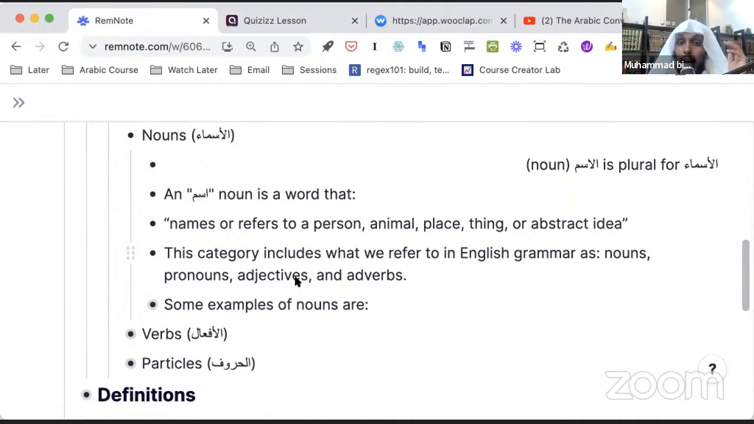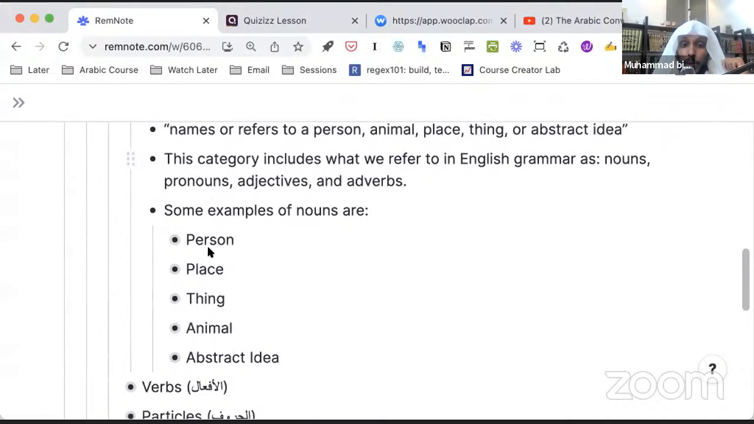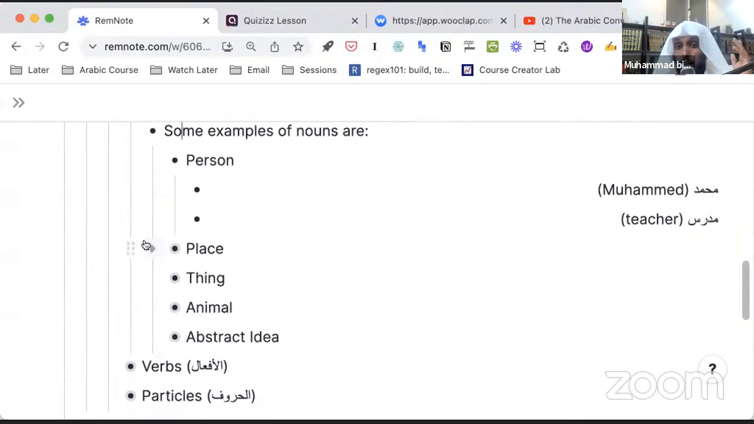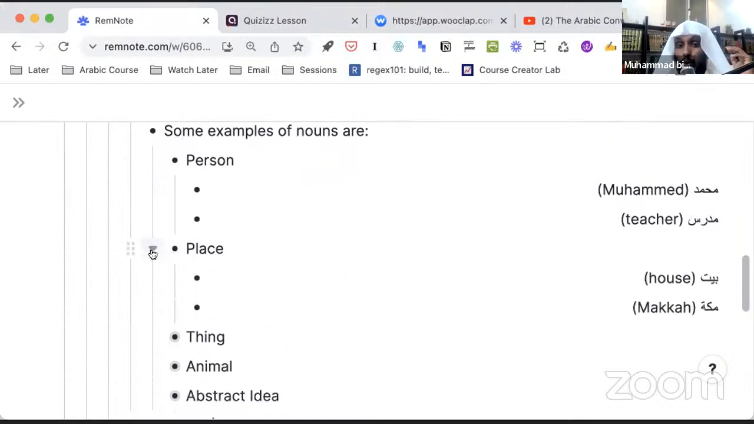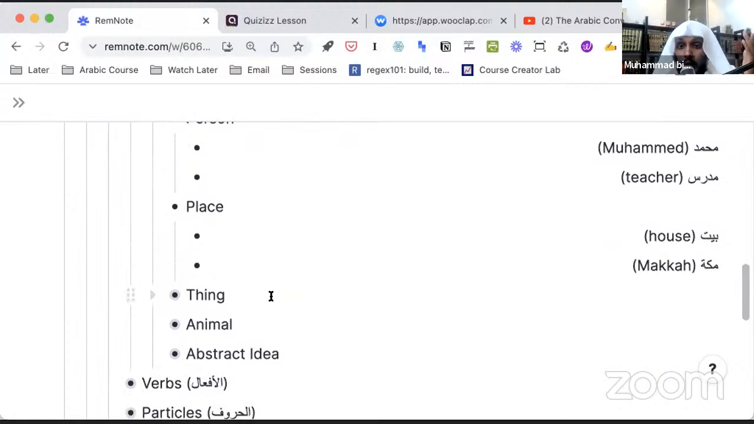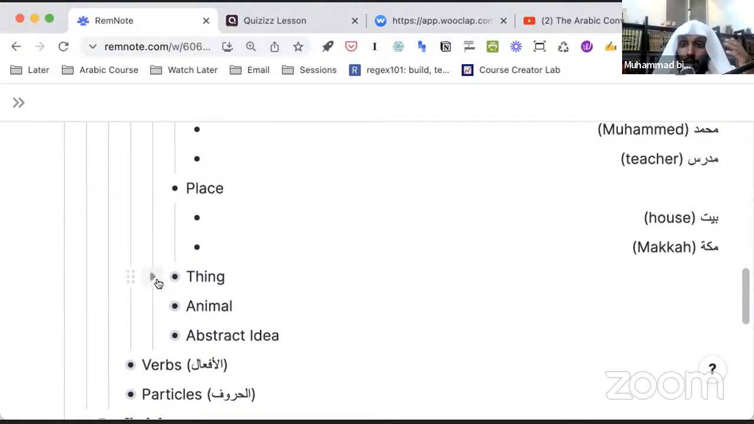What makes the noun different is that it names something. You know how languages work, right? Every object, every person has a name so that you know who I'm talking about. That name is what we call the noun. Some examples: for a person, we have proper nouns like Muhammad or common nouns like Mudarris. These are naming a person or they refer to a person. Places, we have Bait, house, or Mecca, city, or even a country, Britannia.